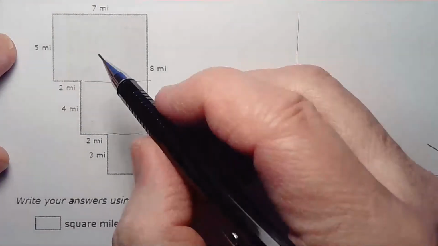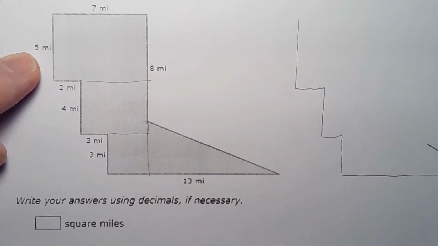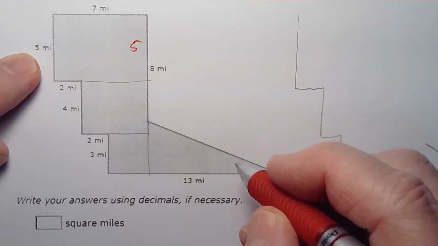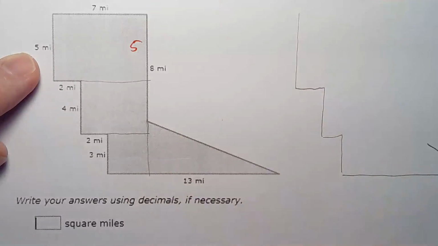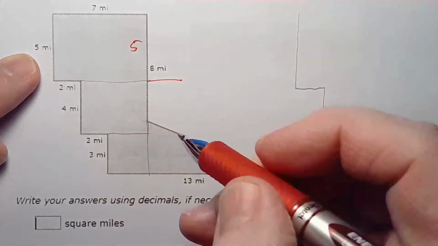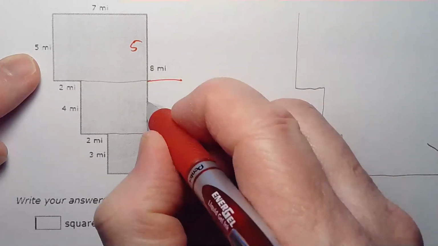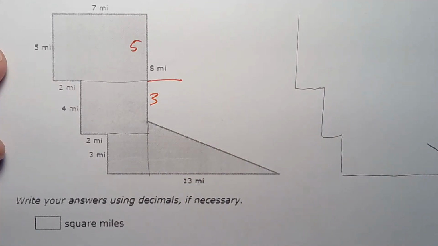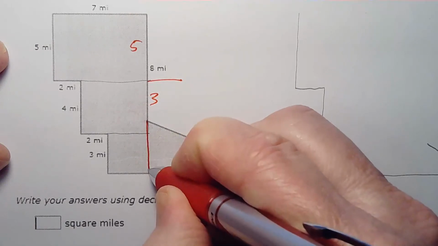So if this is 5, if that's 5 right there, then this piece right here is 5 on the inside, isn't it? Let's extend this just to make it clear. If the whole thing was 8 and this was 5, then this little piece right here is 3. That little piece is 3. Now we have to figure out this piece right here.